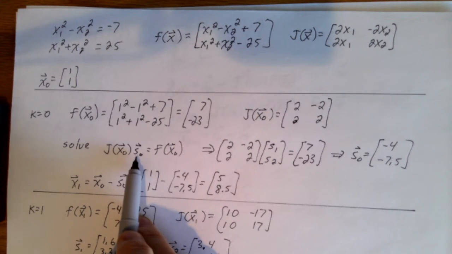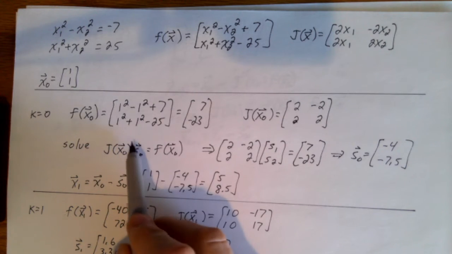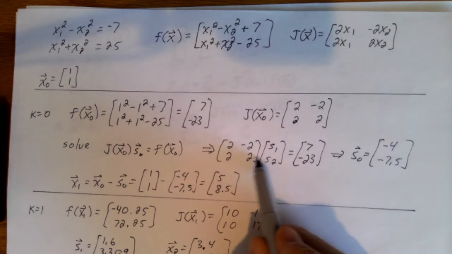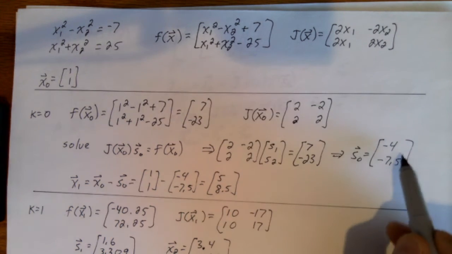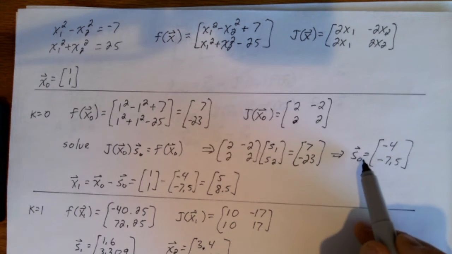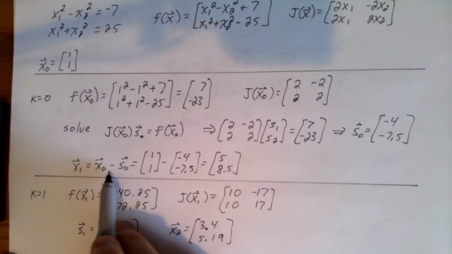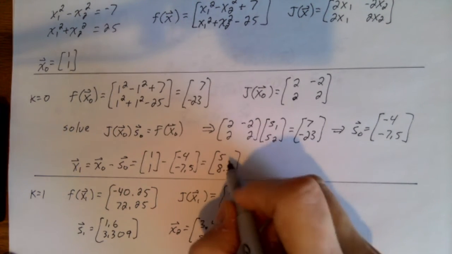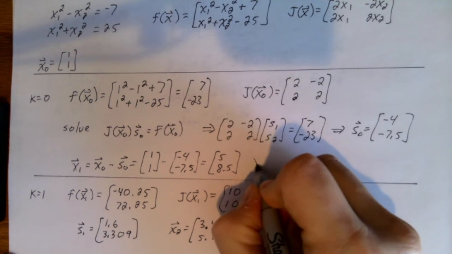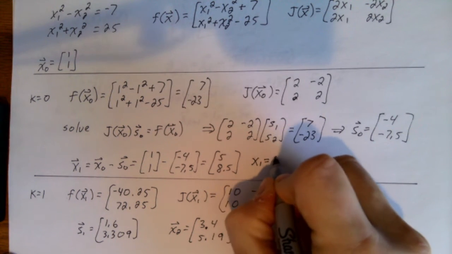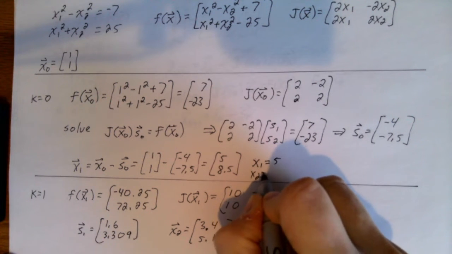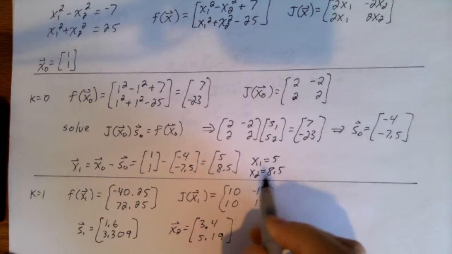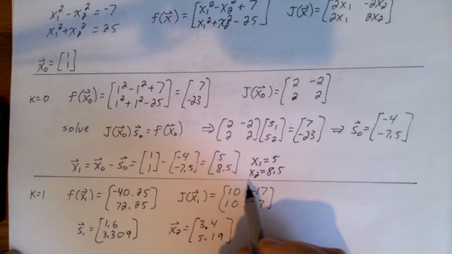Solve now for s sub naught, or s sub 0. By rearranging to do all this, we get negative 4 and negative 7.5 as our value there. Subtract that from 1, 1 and get 5, 8.5 as our initial guess. Because remember, once again, this is saying the variable x1 is 5 and the variable x2 is 8.5 as an initial guess. Okay?